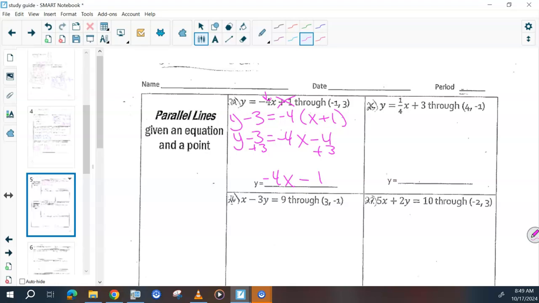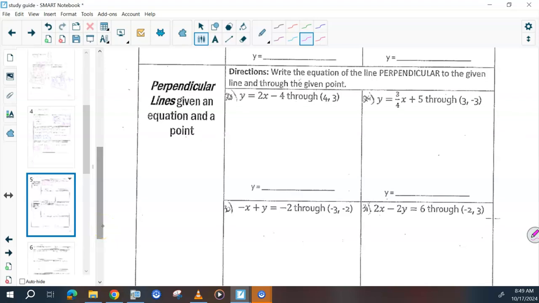Other questions, confusions on this page? All right. 24. We just did that one. Oh, 29. 29. Okay.